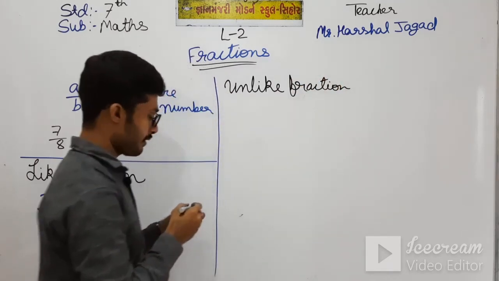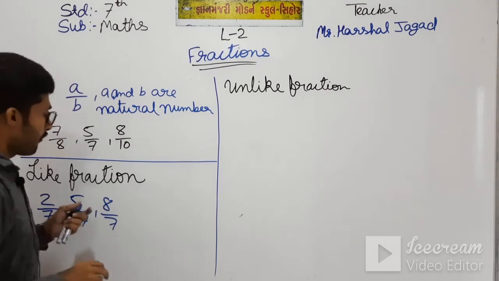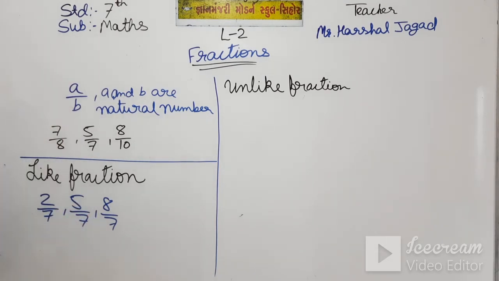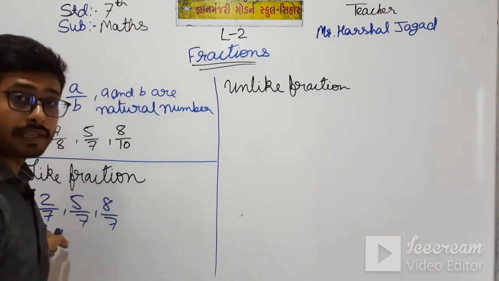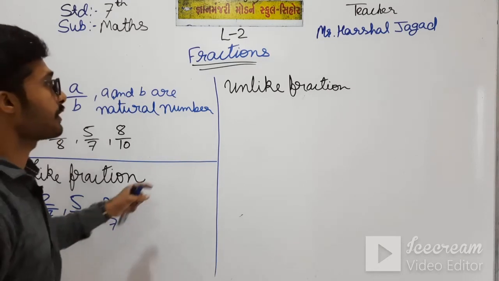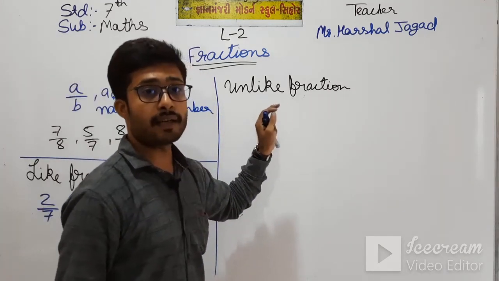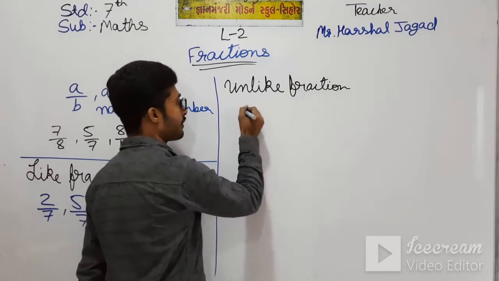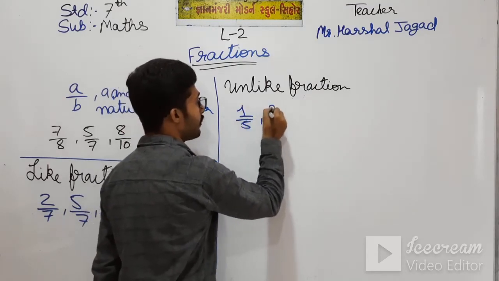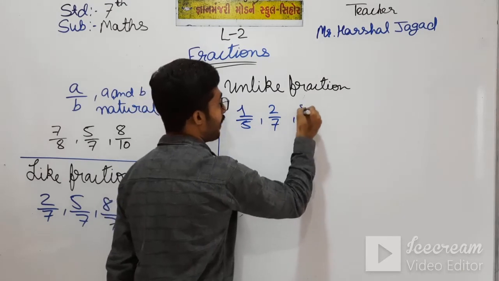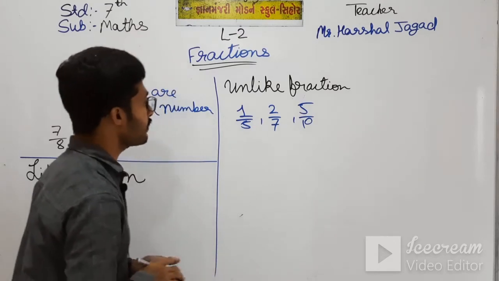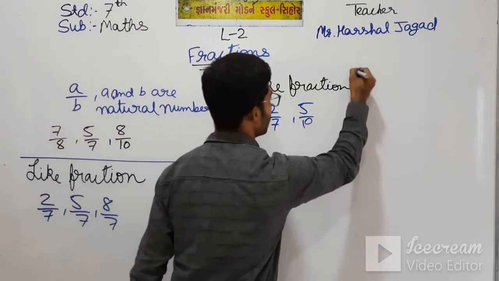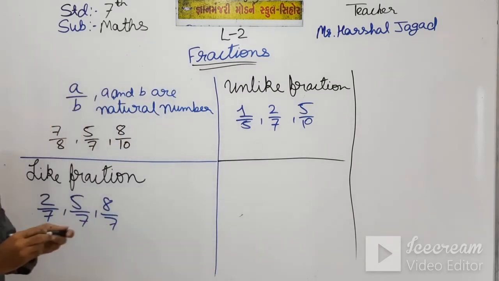Then unlike fractions. What are unlike fractions? Students, the fractions which don't have the same denominators. Like fractions have the same denominators. In unlike fractions, the denominators are not the same. For example, 1 by 5, 2 by 10, 5 by 10. So these are unlike fractions. Okay students, the next type of fraction is proper fraction.